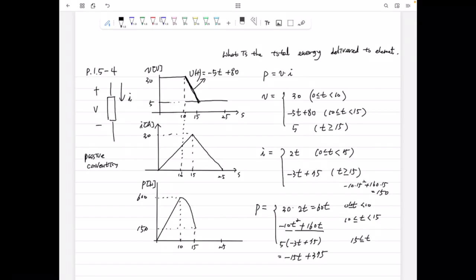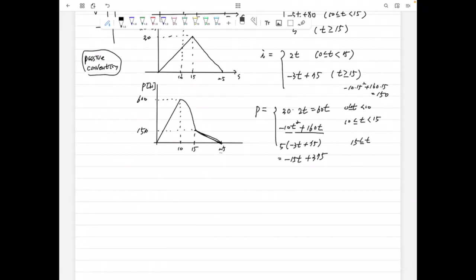Then after that, it goes down to 25 seconds, where it will be zero. So here it goes like that. So that will be the power. Then if you want to know whether the power is absorbed, because this uses the passive convention, P is positive, so the power is absorbed by this device.